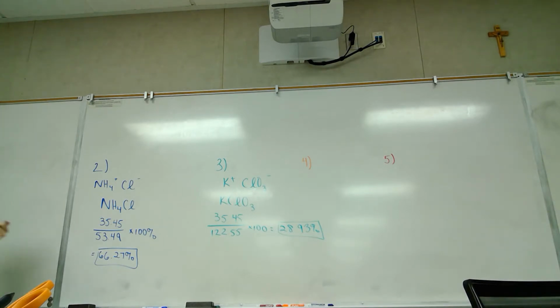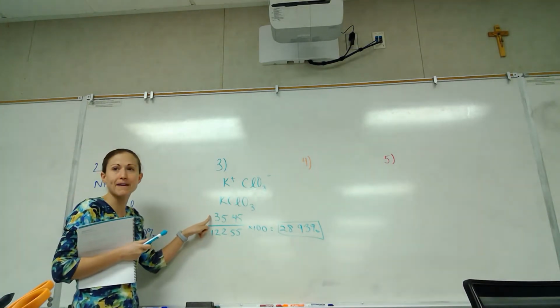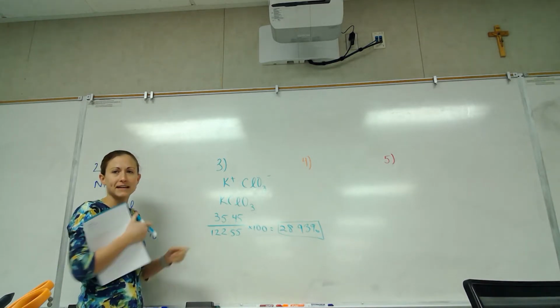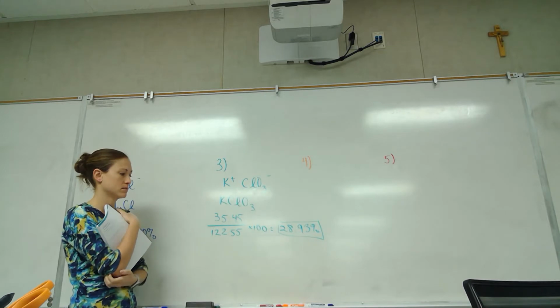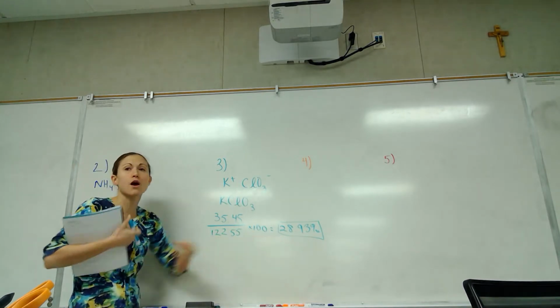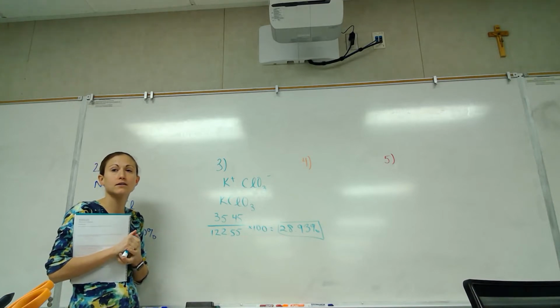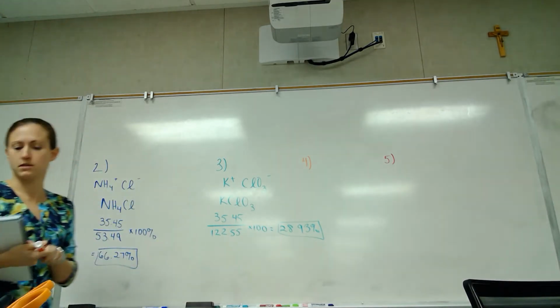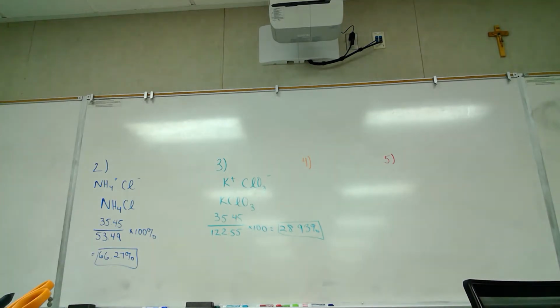Okay, did you get the 35.45 for chlorine? Did you get 122.55? Oh, that's probably what you did wrong. And if you got both of these but got the wrong answer, you probably plugged it in wrong. That's why oxygen by 3. Probably your problem.